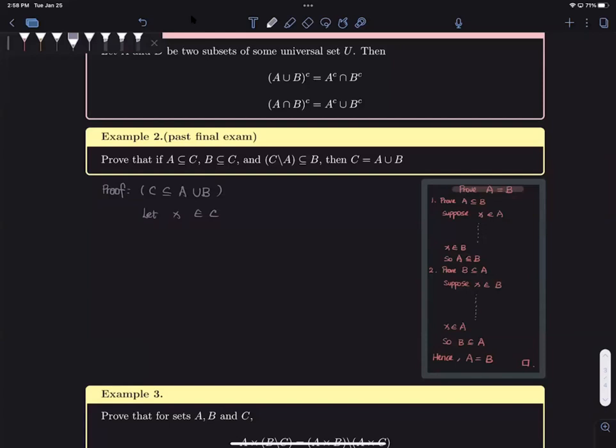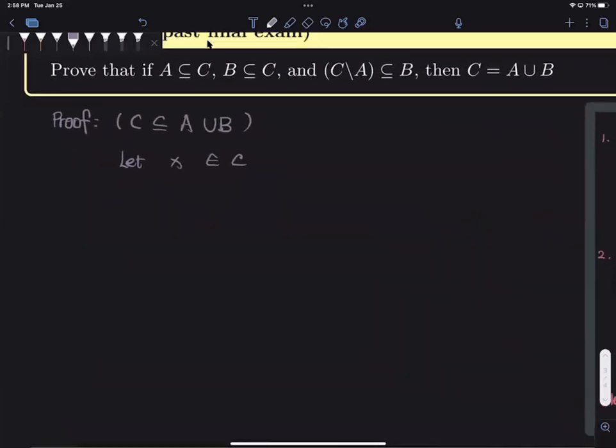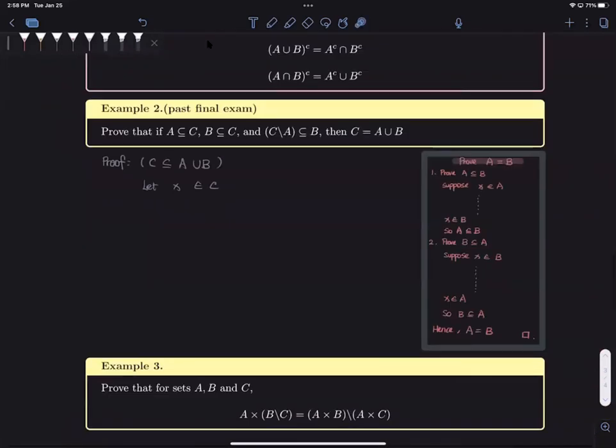Okay, that's it. Back to 102. Let's do it fast. What we have is A is a subset of C, B is a subset of C, and C minus A is a subset of B. But how do I use this to show this? Simple. If X is an element of C, then it might be in A or it might be in B. We don't know, so we can discuss cases.